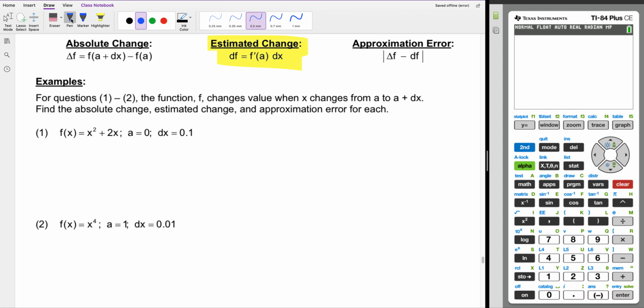So we have, and I recommend writing it as f prime, 2x plus 2. I like getting all the ingredients out of the way first. Okay, so one of the things I need to do is find a derivative. I know that. They told me the a, they told me the dx. I need an a plus dx, so I'll just chuck this over here. A plus dx is equal to 0 plus 0.1, which is going to be 0.1.